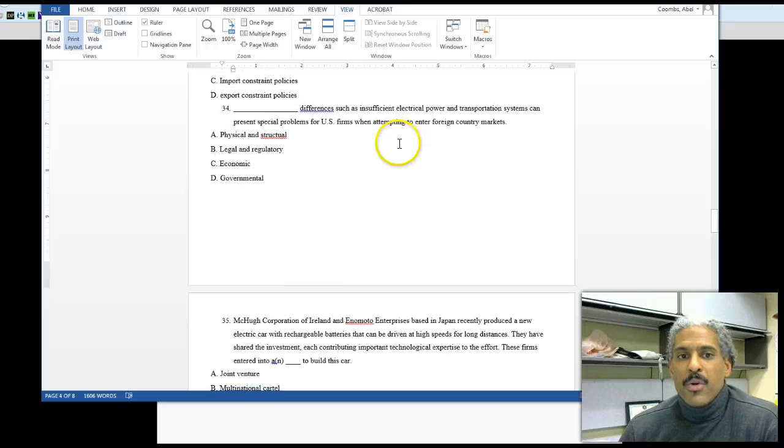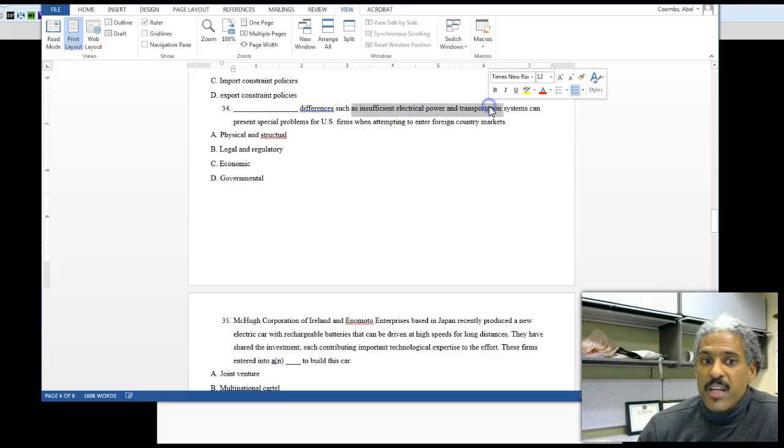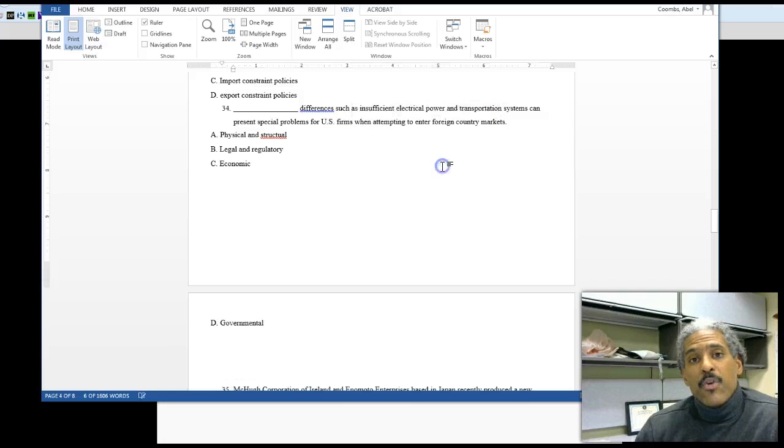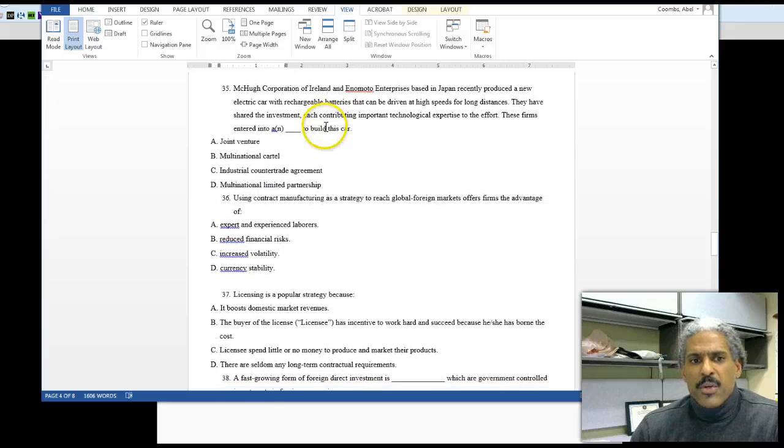Let's continue on. 34. Blank differences such as inefficient electrical power and transportation systems can present special problems for U.S. firms when attempting to enter foreign markets. The answer is here, physical and structural, right? So electrical power grid, transportation systems, all the things that make your business move, which we take for granted in the United States. The roads are fine. The telephone systems are fine, so on and so on. So A is the correct answer. Let's continue the journey.